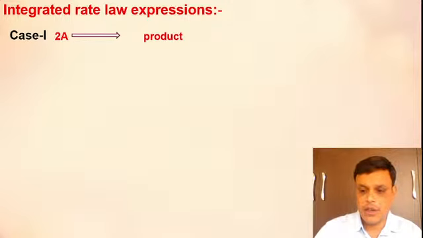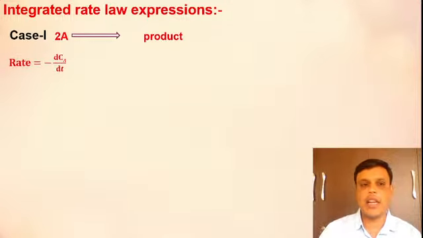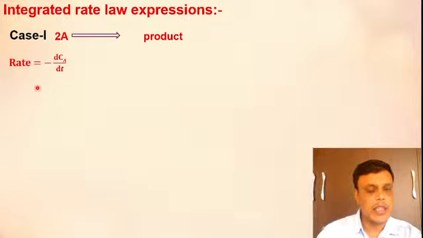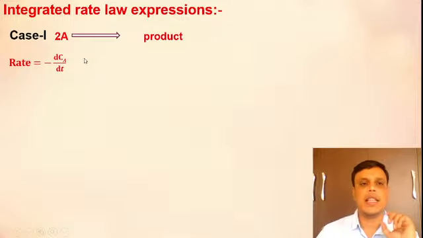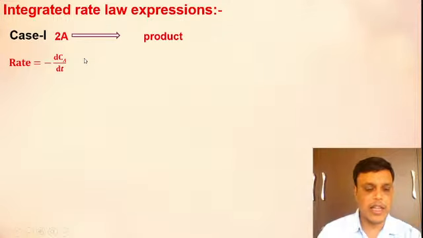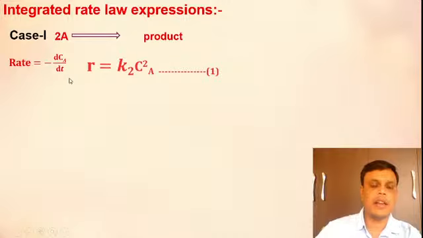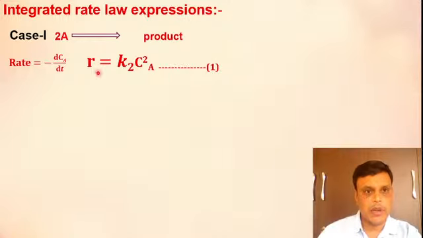For this reaction we have to write the rate equation. How will you write the rate equation? See, rate is equal to negative dCA by dt. Here CA is the concentration of reactant A, and the negative sign indicates the concentration of the reactant decreases. Again we will write it in the form R is equal to K2 C square A. Why C square? Because 2A is there.